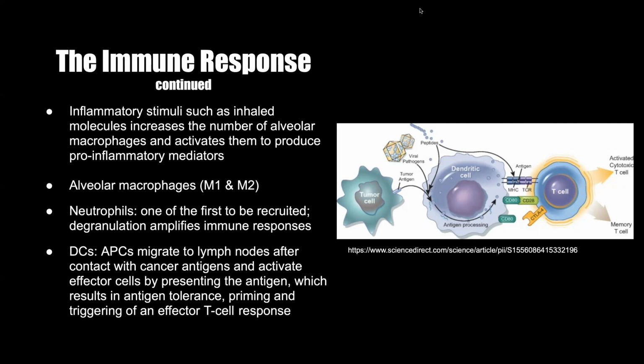Neutrophils are one of the first immune cells to be recruited to the lung tissue. And upon degranulation of their granules, they stimulate mucus production and amplify immune responses. And dendritic cells, which are the main APCs that migrate to lymph nodes, have contact with the cancer antigens and therefore activate effector cells by presenting antigen to them, which results in antigen tolerance, priming, and triggering of the effector T cell responses.